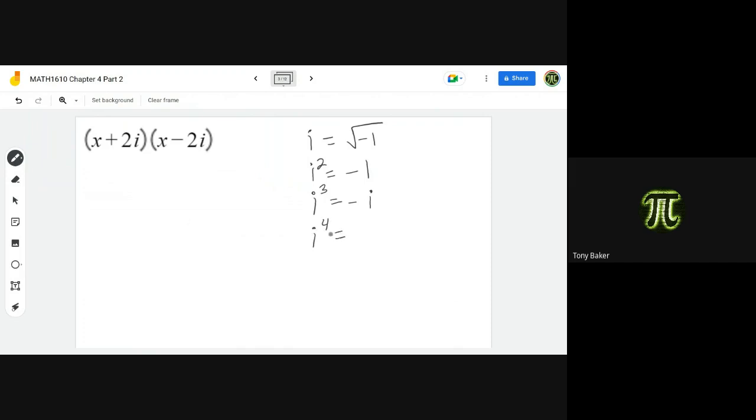i to the fourth would be i squared times i squared, right? -1 times -1 is 1. And then it repeats. So if I wanted you to find me i to the 95, you just take the 95th power and divide it by 4. Somebody do it real quick for me.